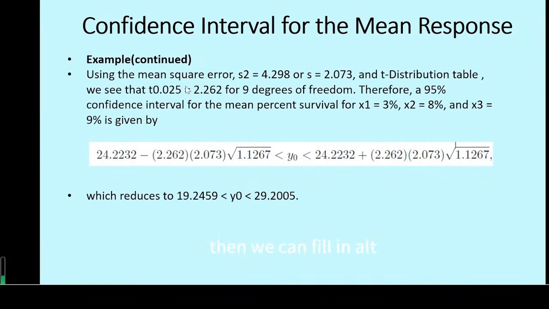Then we can fill in the matrix notation. We'll get S square and S, and the T critical value. Then fill in this confidence interval for a single response, and the result is about 90 to 129 for the single response confidence interval.